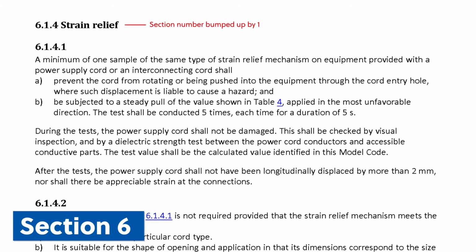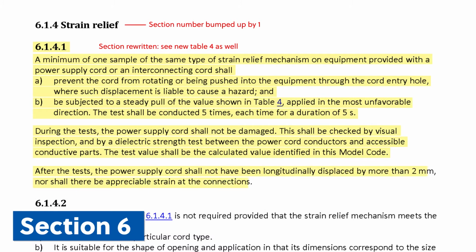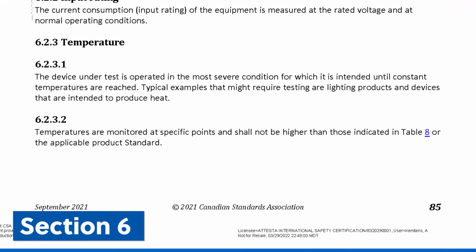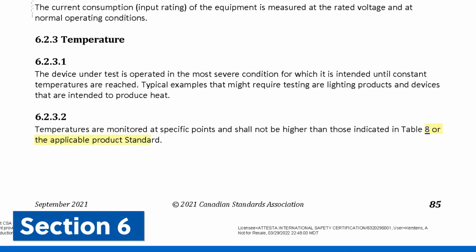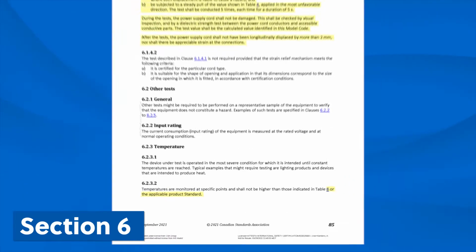The strain relief section, the number was bumped. This section was rewritten and a new Table 4 was added as well, which resulted in table numbers being bumped. There is a piece of clarifying text and an OR was added here for the temperature tests, simply referring to other product standards.